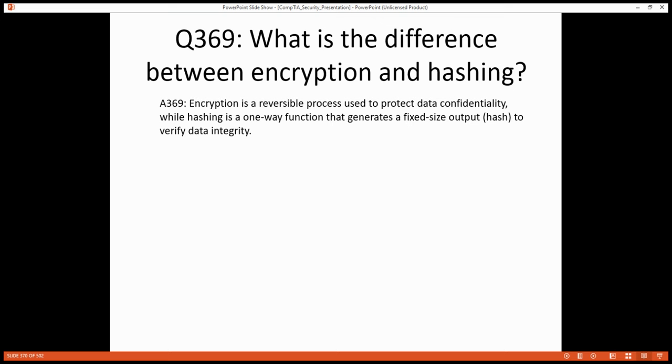Q369. What is the difference between encryption and hashing? A369. Encryption is a reversible process used to protect data confidentiality, while hashing is a one-way function that generates a fixed-size output, hash, to verify data integrity.